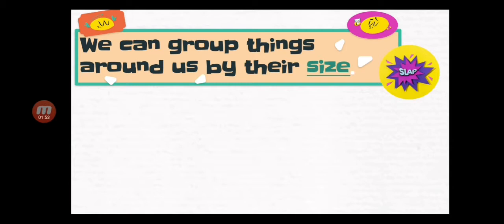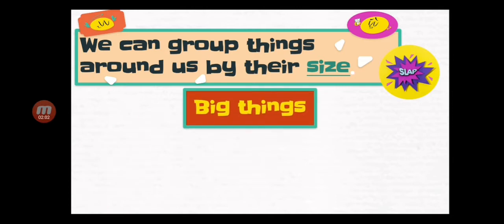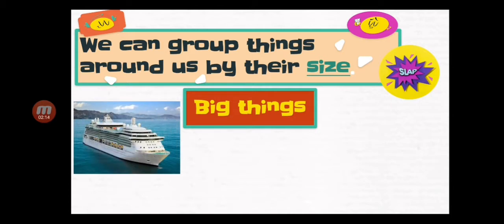Now it's time for us to talk about grouping things by their size. The first is big things. Do you know some things that are big? Okay, very good. The first here, do you know what this is? Great. That is a sheep. A sheep is an example of a big thing, right?